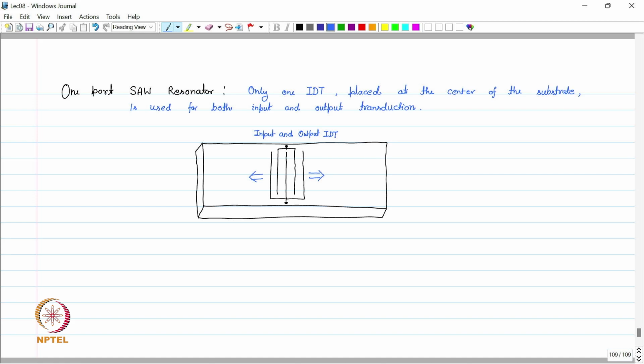Now if we somehow put a reflector on both the edges, for example, we have a reflector present. A reflector is nothing but a strip of metals. They are out of phase with this frequency so that they start reflecting this wave. So these are the reflectors.